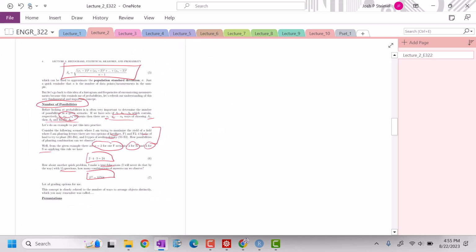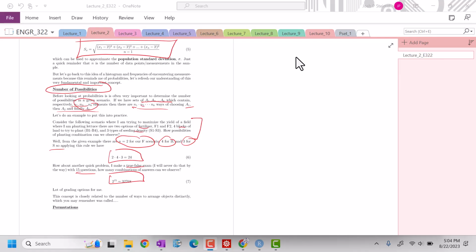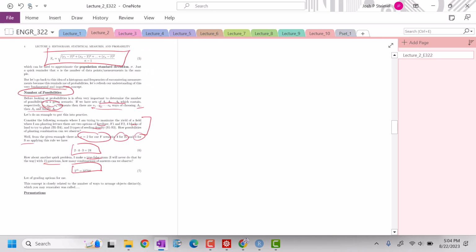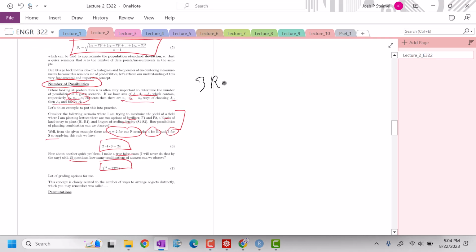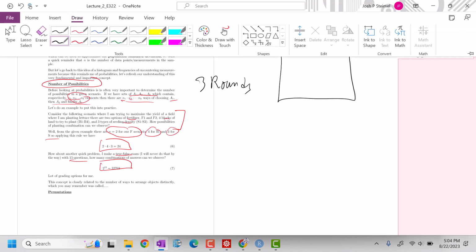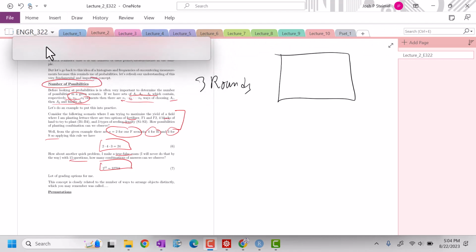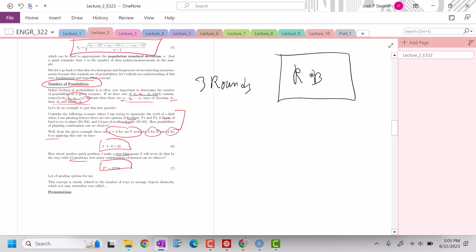But let's try to visualize this, because I think it's important. Let's say we are working with a system where I have 3 rounds in which I can choose between marbles. So let's say I have 3 rounds, and in each of those 3 rounds I have 2 options: I'm going to select either a red ball or a blue ball. So sets, 3 rounds, how many times? 2 times 2 times 2, that should be equal to 8. So we should have 8 possibilities that can occur in this type of scenario.